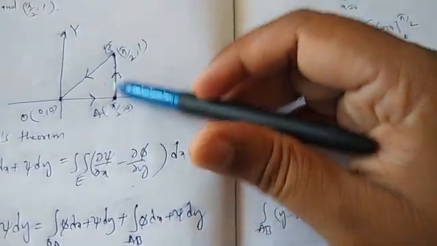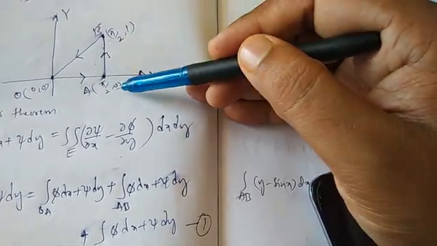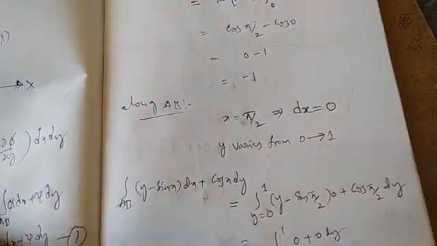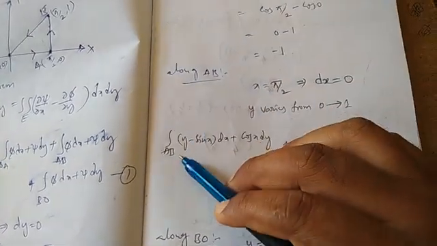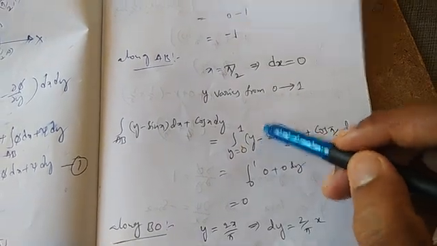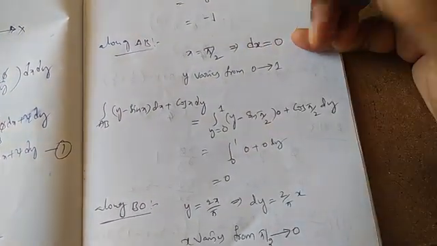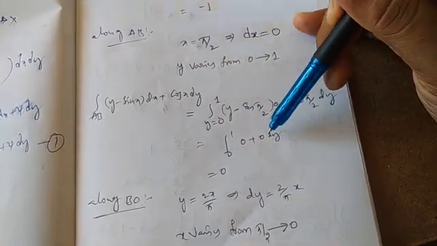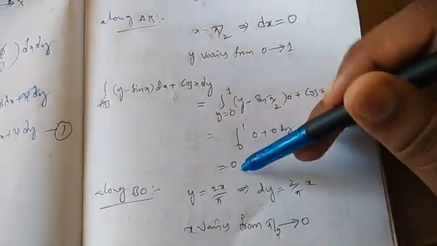Next along AB. For AB the line equation is simply x equal to pi by 2, where y varies from 0 to 1. Since x is constant, dx is 0. Now y varies from 0 to 1. The integral over AB of y sin x dx plus cos x dy: with x equal to pi by 2, sin pi by 2 into dx, which is 0, plus cos pi by 2 into dy. Zero into anything is 0, and cos pi by 2 is 0, so this is also 0. The total integration is 0.